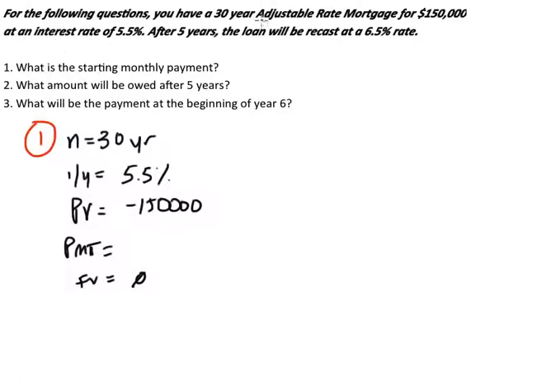Now, any adjustable rate mortgage is going to be a regular amortization loan. That means that the future value is going to be 0. That's all that means. So when we find our monthly payment, we're doing so understanding that.